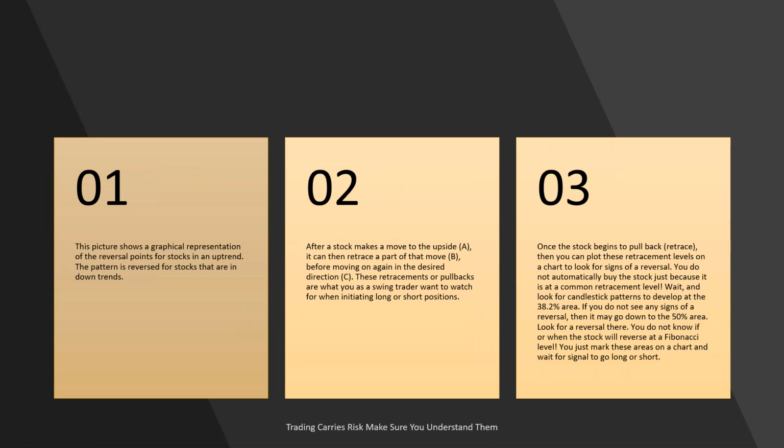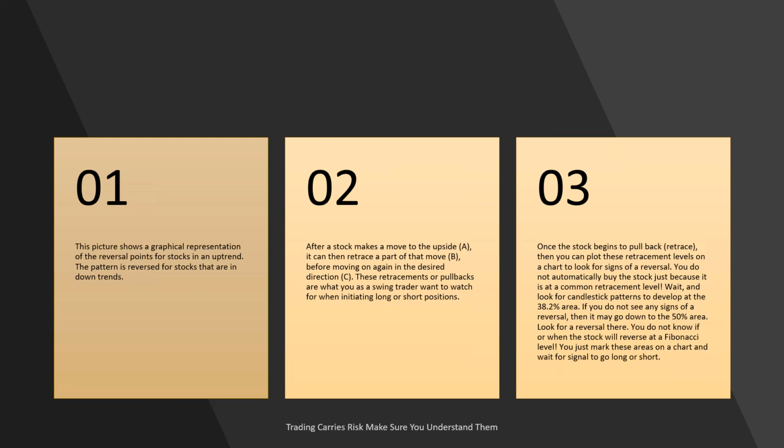So the picture shows a graphical representation of the reversal points for a stock in an uptrend. The pattern is reversed for stocks or assets in a downtrend. After an asset moves up to the upside, it can then retrace a part of that move, which is the B, before moving back up in the desired direction. These retracements or pullbacks are what you as a swing trader want to watch for when initiating long or short positions.